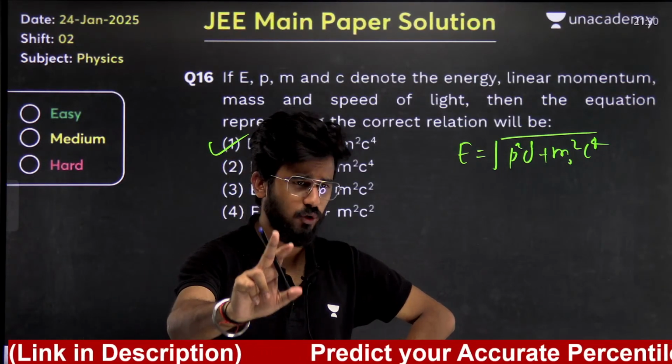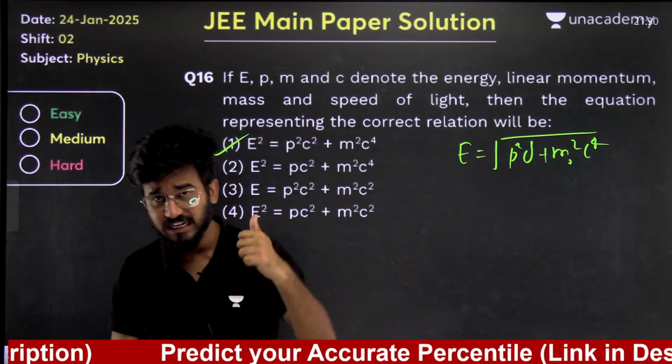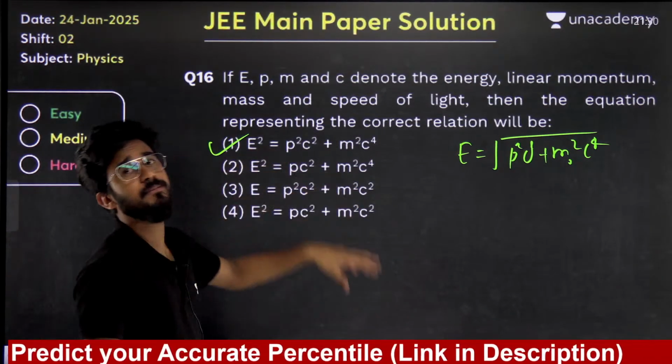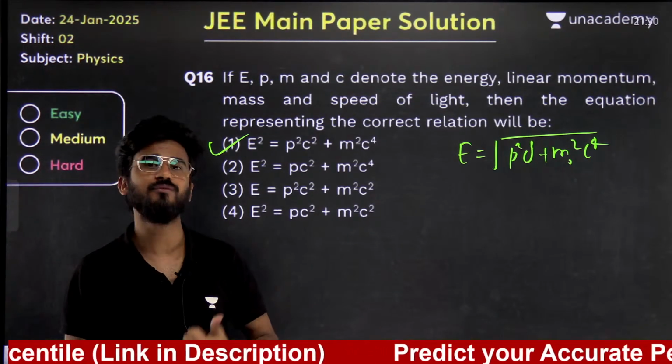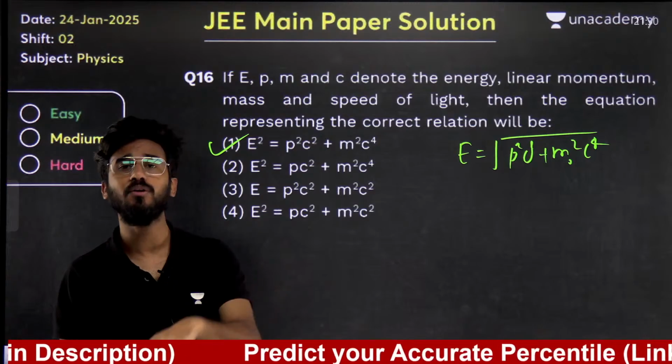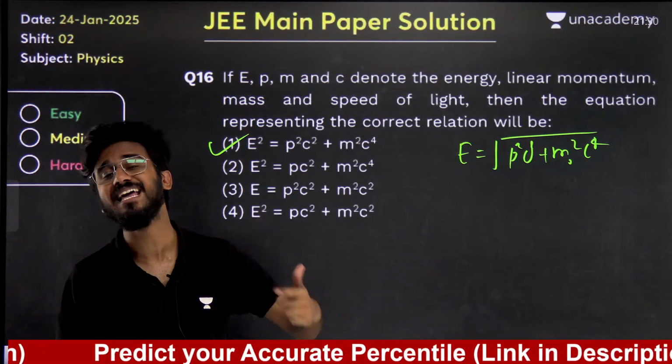The second way is dimensional analysis. We can also do the dimensional analysis. E is energy, and energy is equivalent to work. We can find the dimension of energy with the help of work. We know that the dimension of work is ML squared T minus 2.